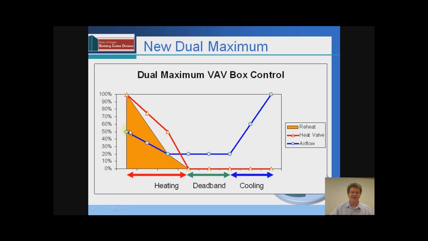Again, it's not required to increase the airflow, it's allowed, but it is required to reduce the box minimum to 20% during this range. And again, this may be somewhat complicated. Your engineer who's designing the system will typically demonstrate that they've met this requirement, or you will find the answer in a commissioning report or in the sequence of operation.